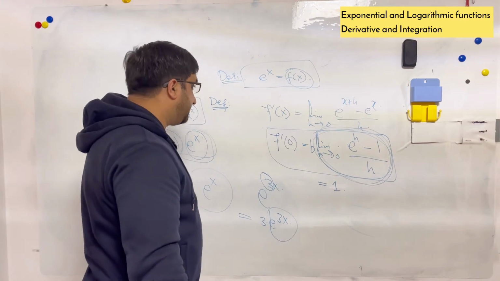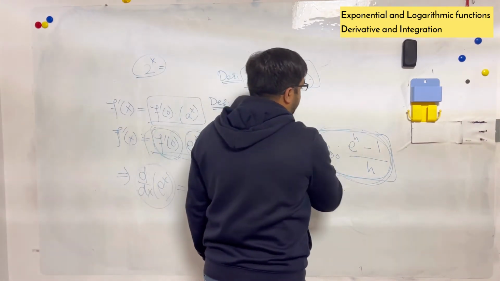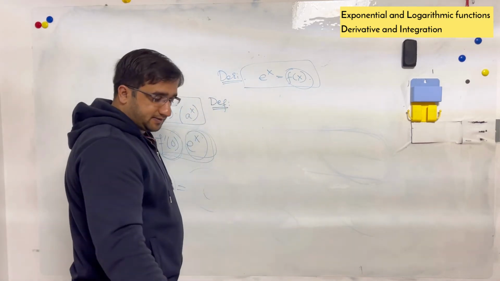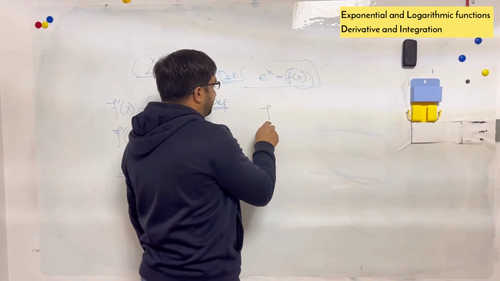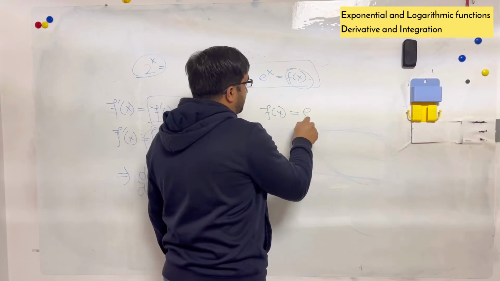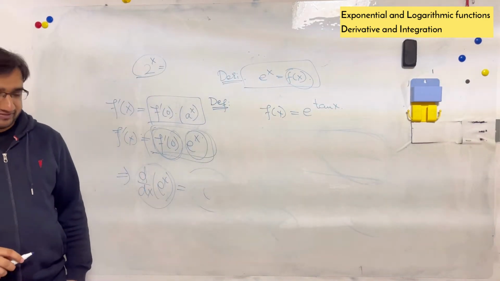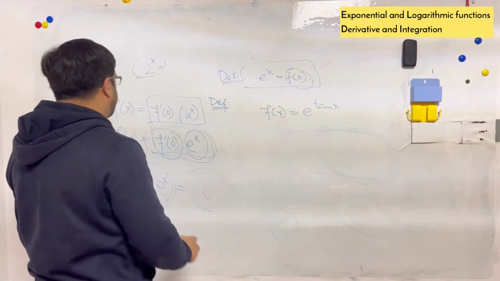So if we have another function, e raised to the power, the function f of x is e raised to the power 10x, and your job is to find the derivative of this function. What should we do?